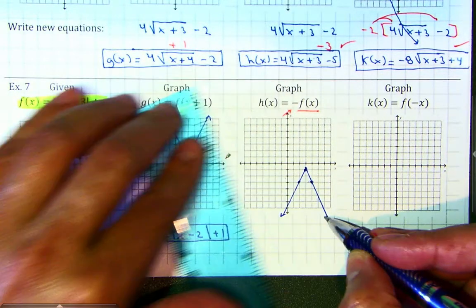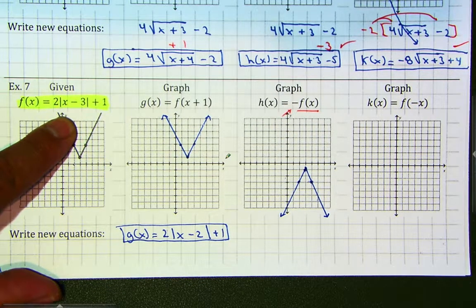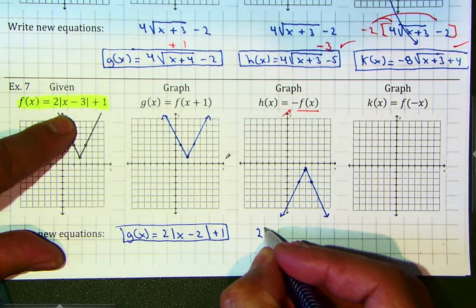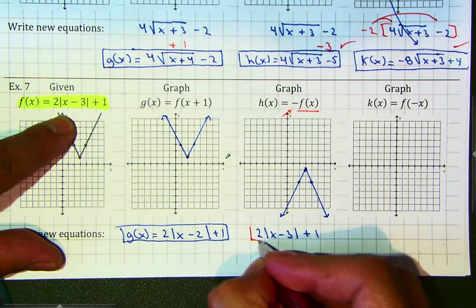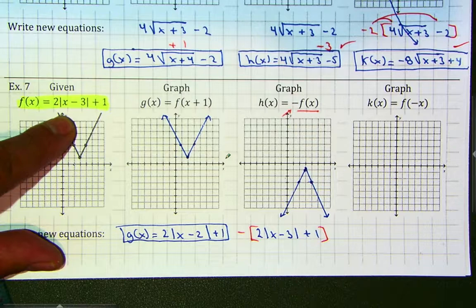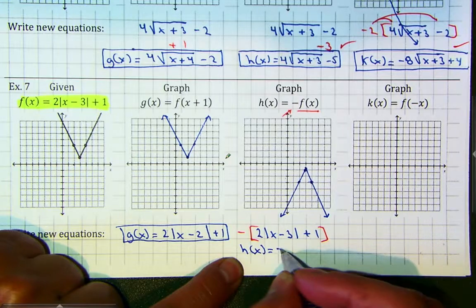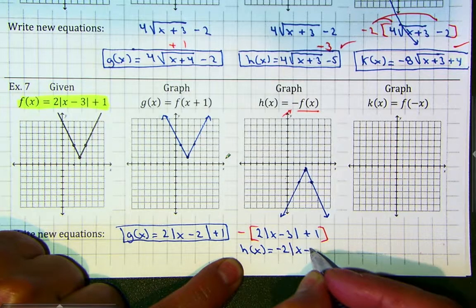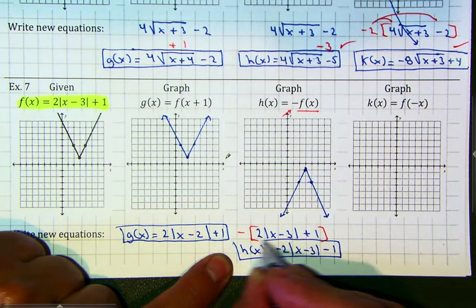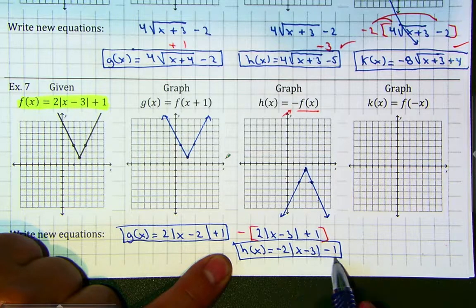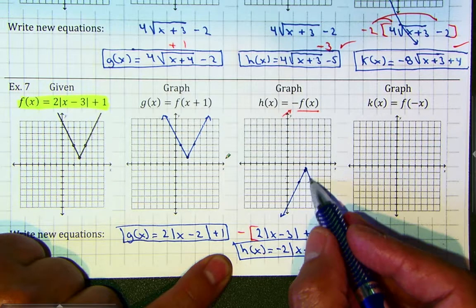And now we're going to write the equation. And we have 2 absolute value of x minus 3 plus 1. And we're going to multiply by negative. So it becomes h of x, negative 2, x minus 3 stays the same, and negative times a 1 becomes negative 1. And if we did it correctly, it should match my answer. My vertex is 3, negative 1, 3, negative 1, perfect. My a value is now negative 2, and it matches.